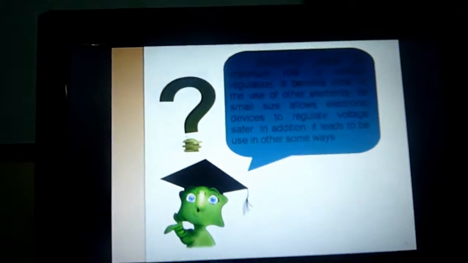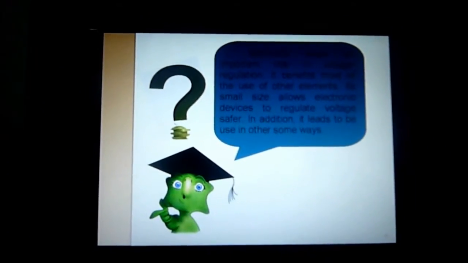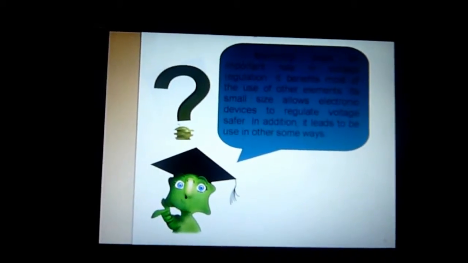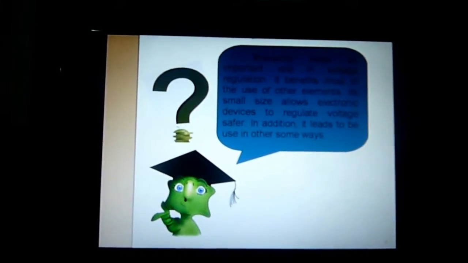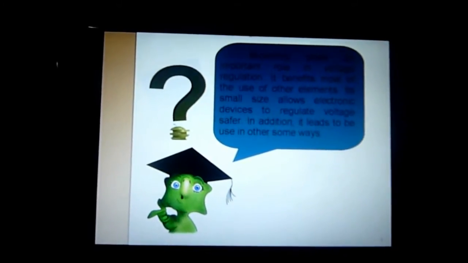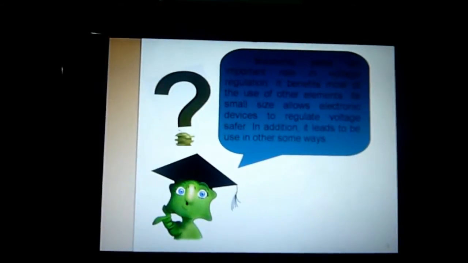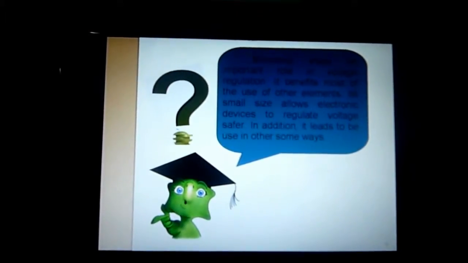Microchips play an important role in voltage regulation. They benefit most of the use of other elements. Their size allows electronic devices to regulate voltage more safely. In addition, they can be used in some other ways.